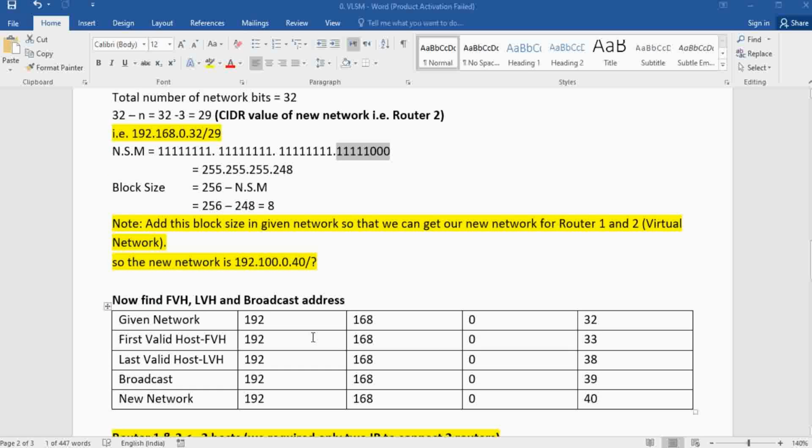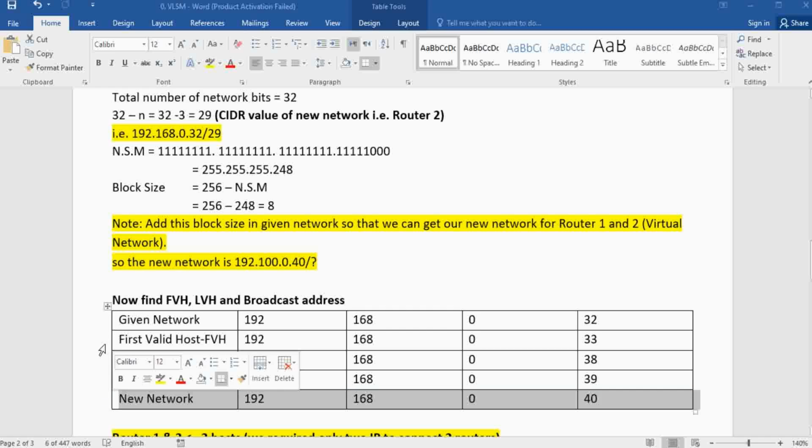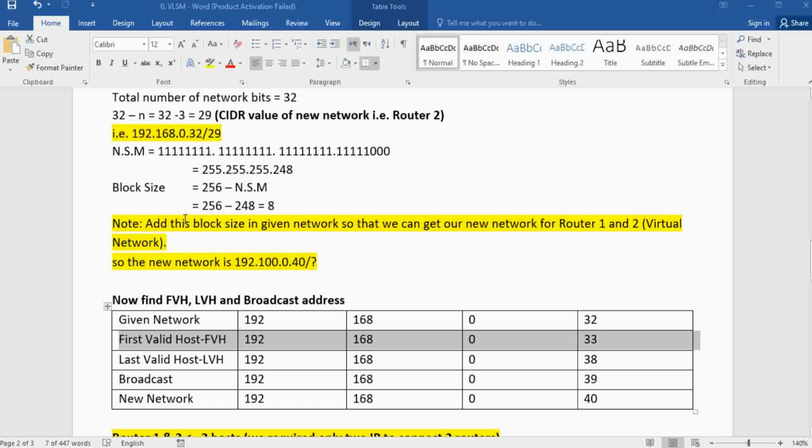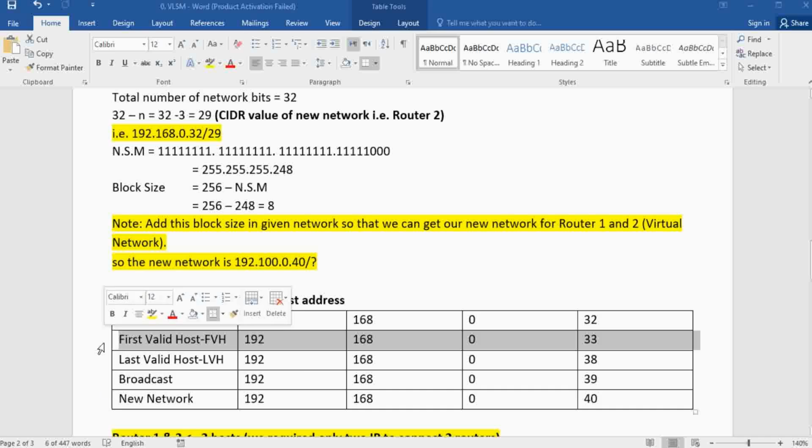Now is the time to solve questions 4 and 5 together. Make a table like this. Given network 192.168.0.32. First valid host, FVH, 192.168.0.33. Last valid host, LVH, 192.168.0.38. Broadcast 192.168.0.39. New network 192.168.0.40.